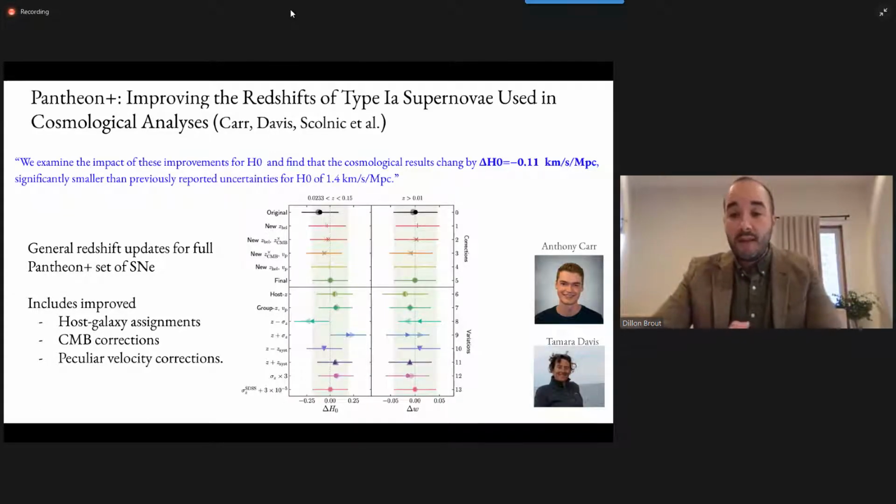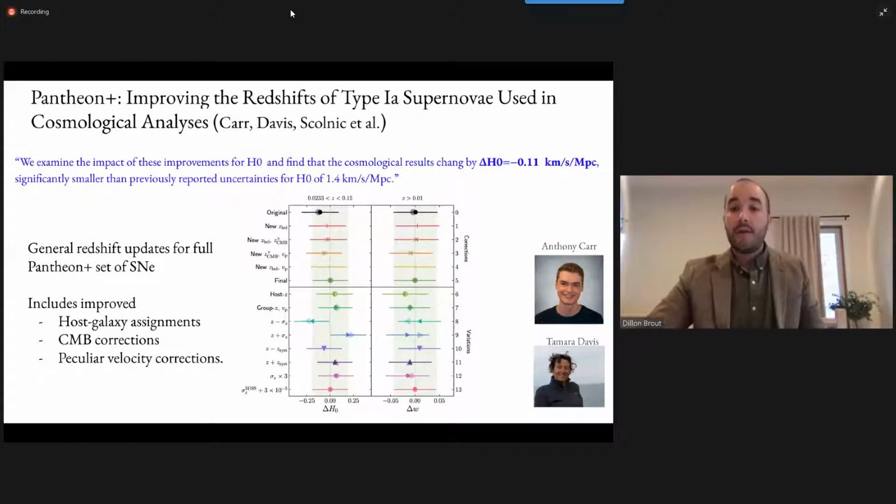So a paper led by Anthony Carr and Tamara Davis dives completely into redshifts used for the sample. They do a general redshift update for every single supernova in the Pantheon Plus set. That involves examining the host galaxy assignments of the supernovae themselves. It involves no longer doing CMB frame redshift approximations and correcting that, and doing peculiar velocity corrections.